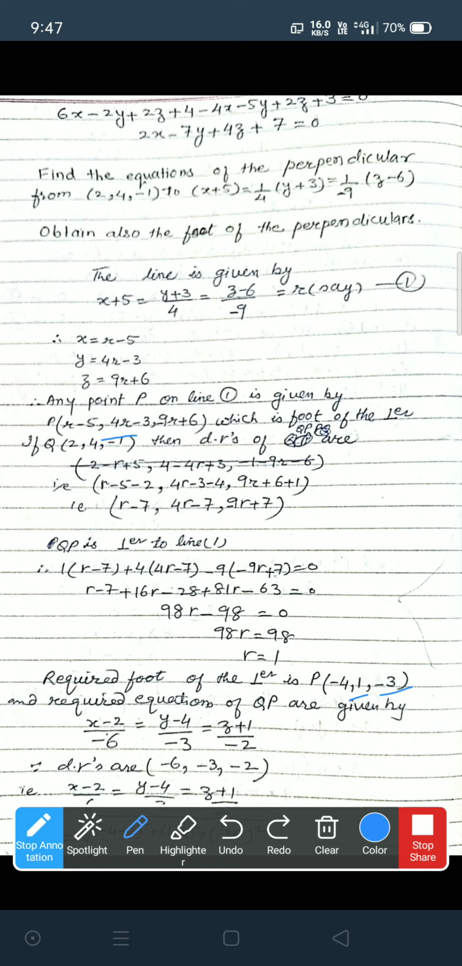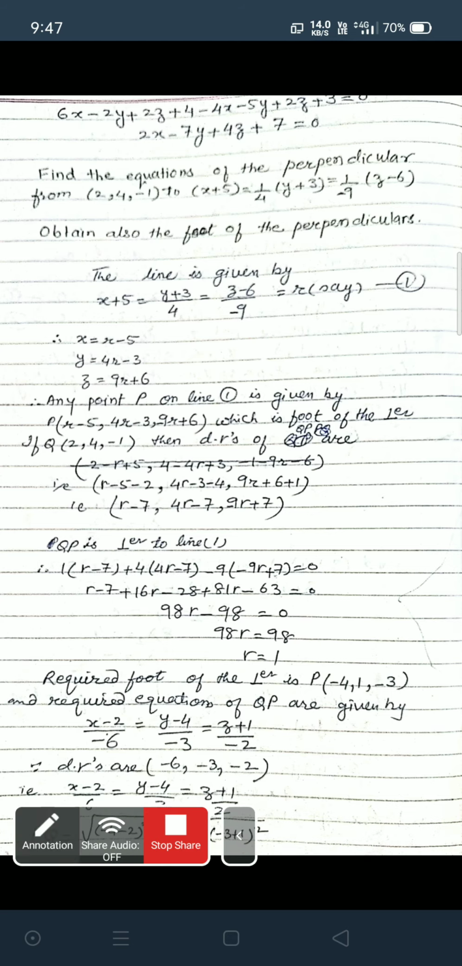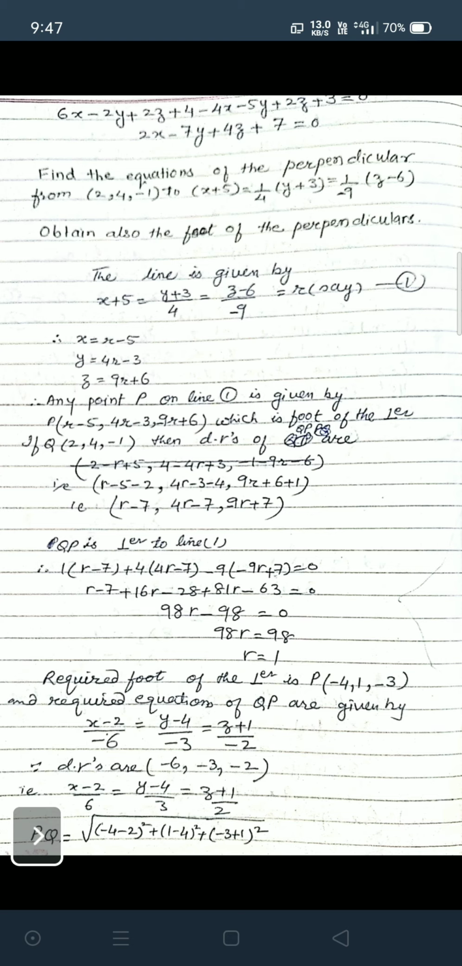And the required equation of QP is given by x minus 2 by minus 6 is equal to y minus 4 by minus 3 is equal to z plus 1 by 2. You have the coordinates of a point on the line, and you have found the direction ratios too, so the equation of the line is written like this, using the first article of this topic: if we are given any one point on the line and the direction cosines of the line. Direction ratios are minus 6, minus 3 and minus 2.